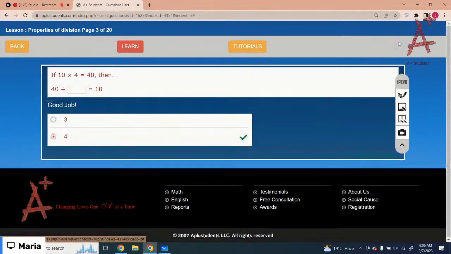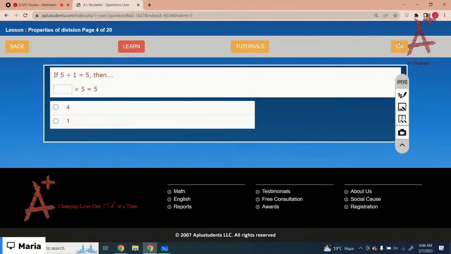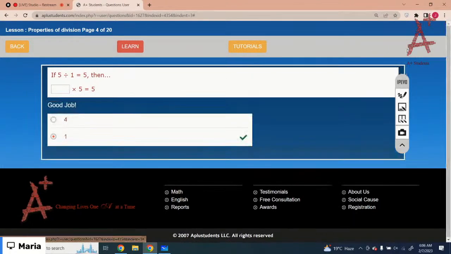Okay, the next one is 5 divided by 1 equals 5. Then what number times 5 equals 5? Which is the correct option? Yes, very good. The missing number is 1. Just select the correct option, then click on the OK button.